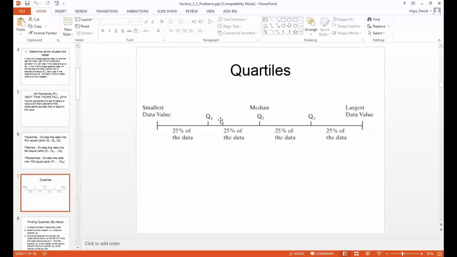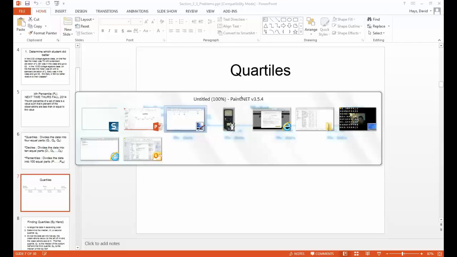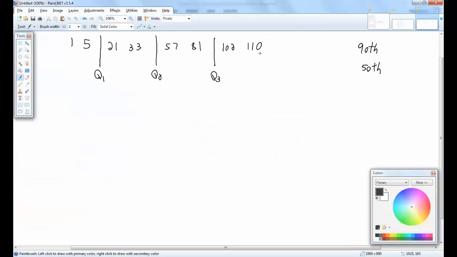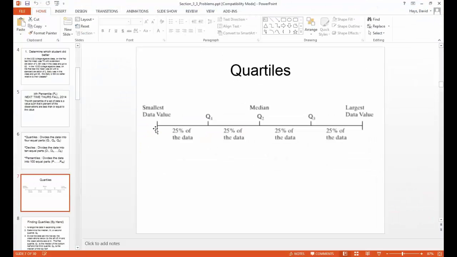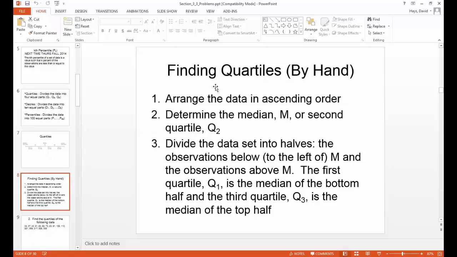Now here, this demonstrates it not with numbers, but with the smallest data value over here. Here's Q1, here's Q2, which is also our median. Here's Q3, and then our largest data value. And you can see this says 25% of the data, 25%, 25, 25. Same as what I did here. I split them into 4 equal parts. That's what quartiles do.